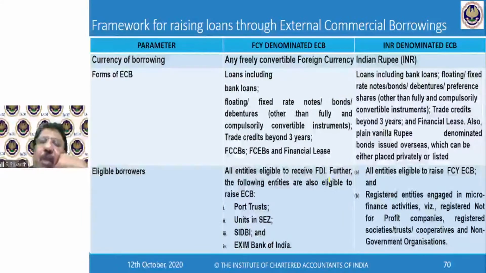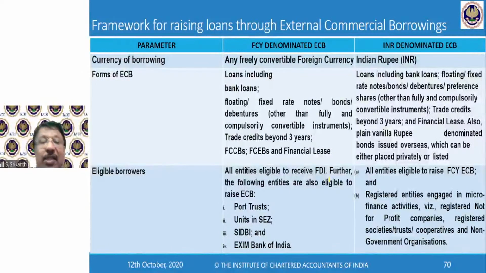Now, coming to the point. ECBs can be designated in foreign currency or they can be designated in INR. In what form can an ECB loan be there? You can have bank loans, floating or fixed rate notes, bonds, debentures. You go abroad and you issue debentures, no problem. Trade credits beyond 3 years, FCCBs, FCEBs, and financial lease.